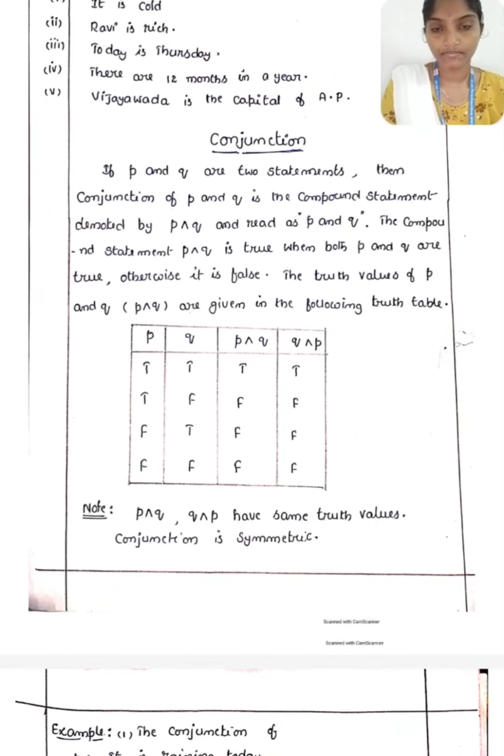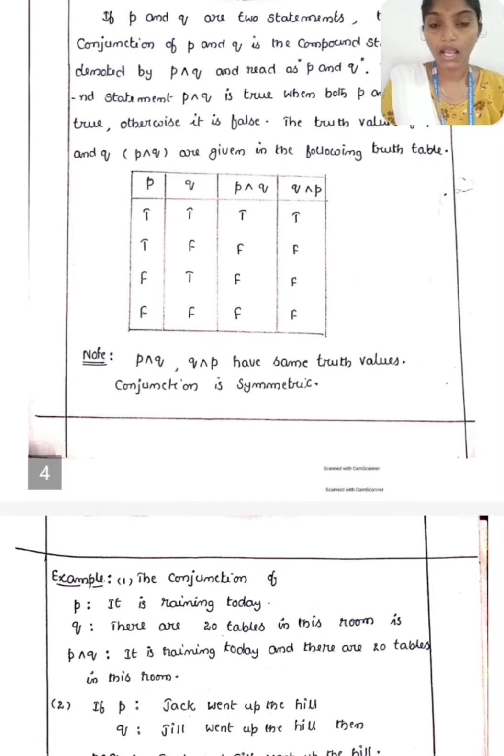Next, conjunction. If P and Q are two statements, then the conjunction of P and Q is the compound statement denoted by P and Q, read as P and Q. The compound statement P and Q is true when both P and Q are true. Otherwise, it is false. The truth values of P and Q are given in the following truth table. This is the conjunction truth table.